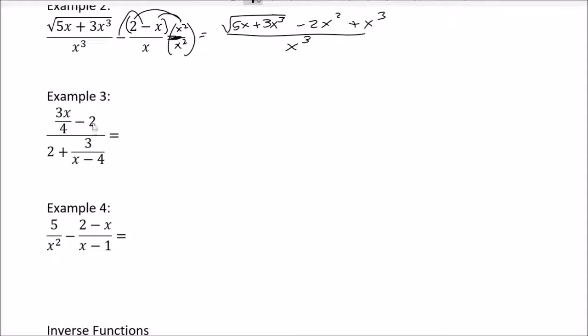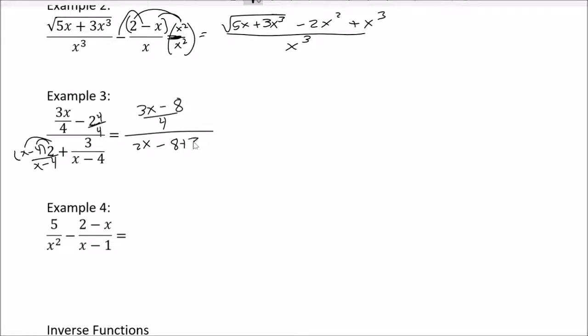So here I go. I'm going to take this 2, and I know I need a common denominator, so I'm going to multiply it by 4 over 4, and that will then give it the denominator of 4. Over here, I really want this one to have a denominator of x minus 4, so they match, but if I do that, I've got to multiply on top as well. Let's simplify. Then I have 3x, 2 times 4 is 8, so minus 8 divided by 4. And then over here, let's distribute. I have 2x, and it looks like minus 8 plus 3 over x minus 4. Cool.